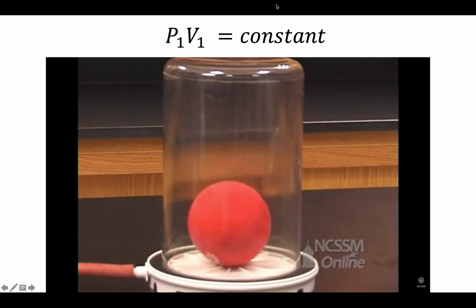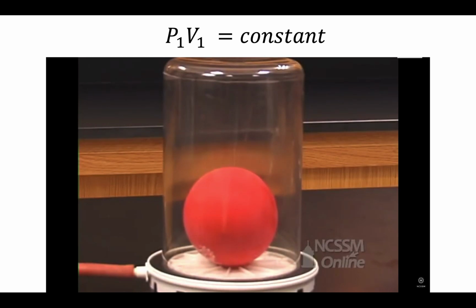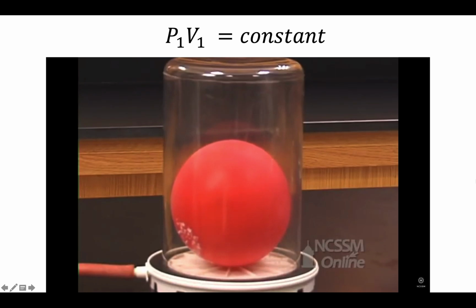Now that equation is saying that P1 times V1 is going to be a constant. Now if that's true, when one of these goes up, the other has to go down. So if the pressure goes up, the volume goes down. If the pressure goes down, the volume goes up. And that's what you can see happening here. We have this balloon in a container where we've sucked all the gas out, so there's no pressure in that container. We've made the pressure go really down, and so you can see the volume is going up. They're inversely related, pressure and volume.